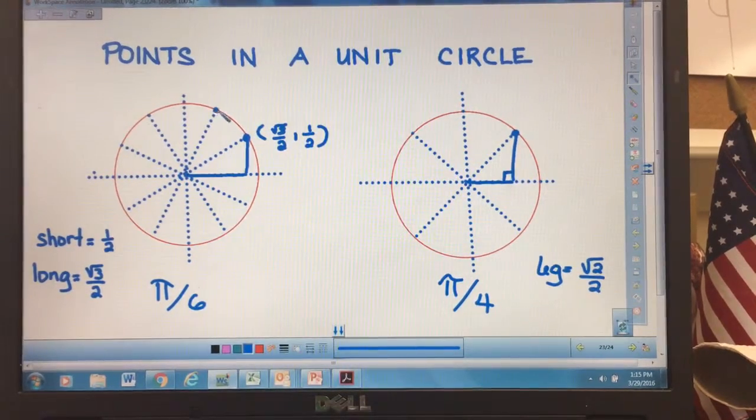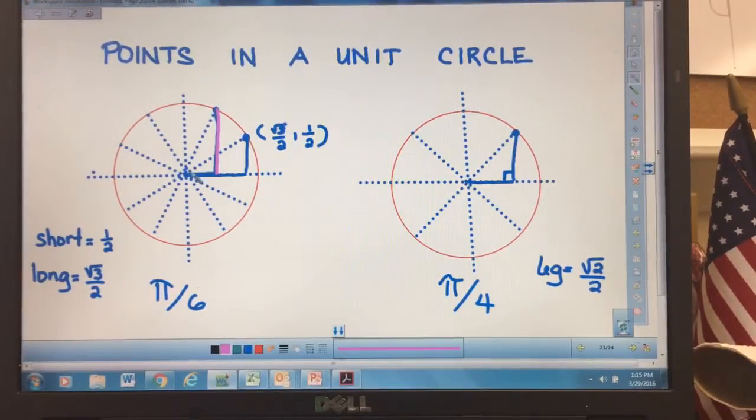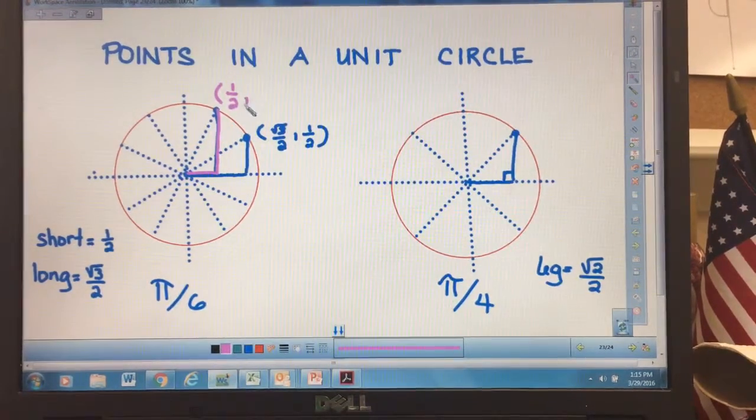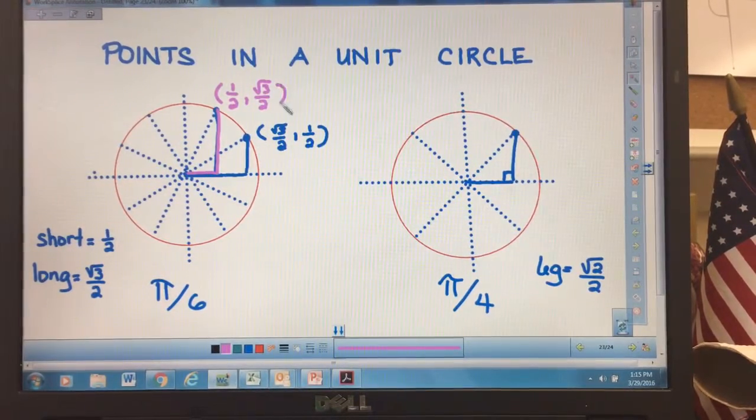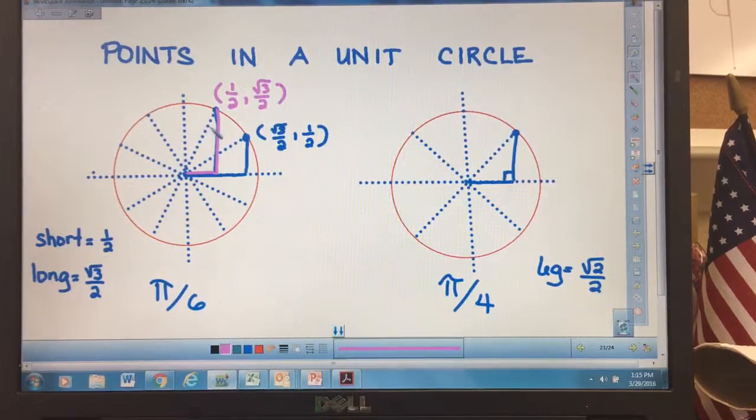The second one, which is the pi over 3, will have a vertical line, which is your Y, that's longer, and an X that's shorter. If I may use a different color, I choose pink. This is your Y, which is your vertical, and this is your X, which is your horizontal. So the X is now the 1/2, and the Y is the longer leg, which is the square root of 3 over 2. They're still both positive because you are in the first quadrant.